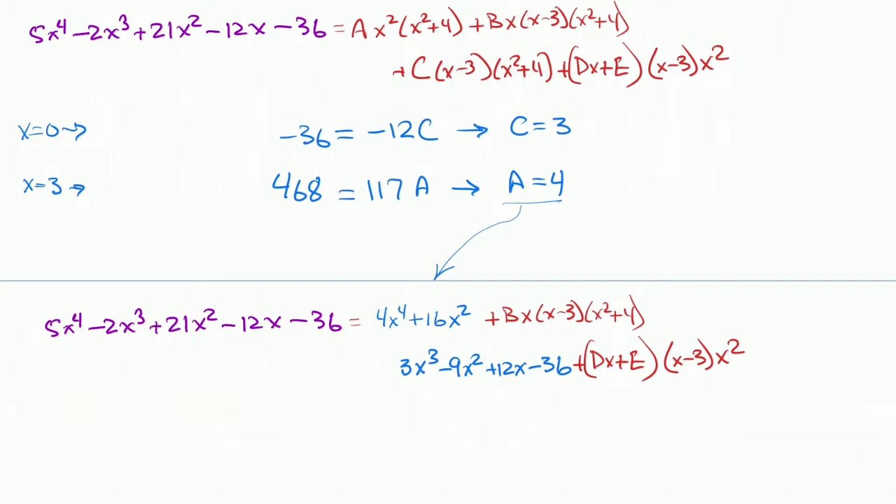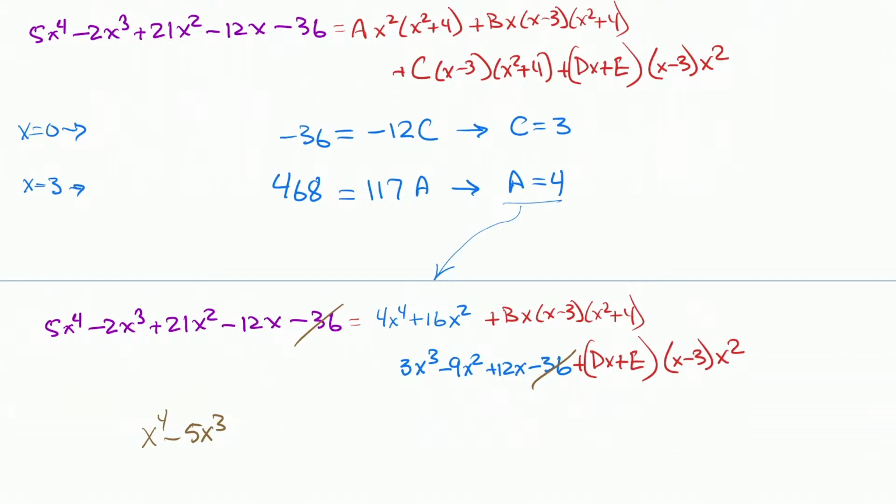I don't know if it's a miracle. Those cancel, isn't that nice? Is there anything else that I can cancel? I'm going to move all of those blue things to the left side. So let's see, what's going to be left? On the left side, I have x to the 4th, minus 5x cubed.